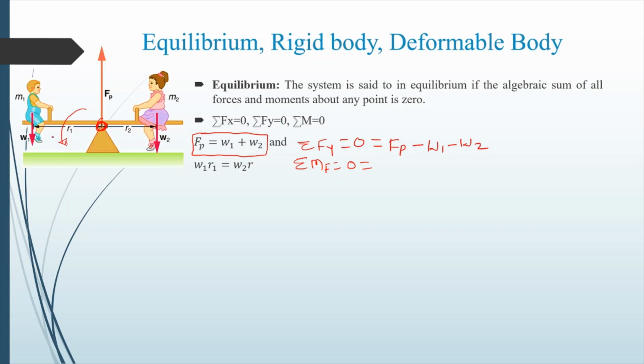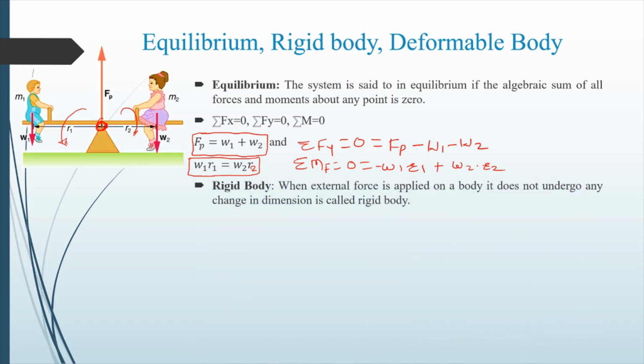The moment created by W1 will be equal to W1 R1 and it will be negative, and the moment created by W2 will be in clockwise direction, so it is positive. So W2 into R2 will be the moment created by the second weight. If you rearrange these terms, you will get the equation W1 R1 is equal to W2 R2. Here there is a typing mistake. So W1 R1 is equal to W2 R2. This is the explanation for equilibrium.